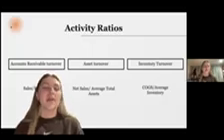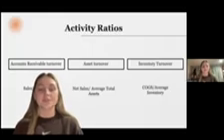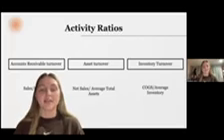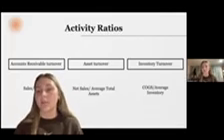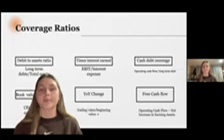Then the activity ratios: accounts receivable turnover is sales divided by receivables. Asset turnover is net sales divided by average total assets. And inventory turnover is cost of goods sold divided by average inventory. I also cannot use the inventory ratio, but I did think that it was very important to show.